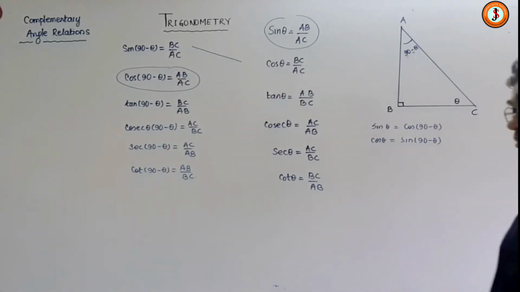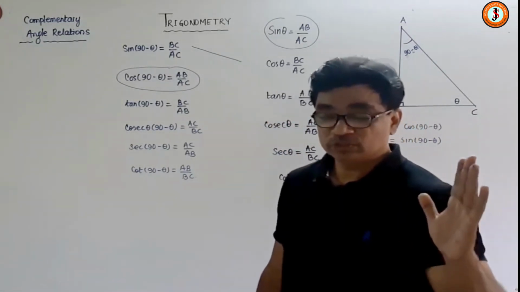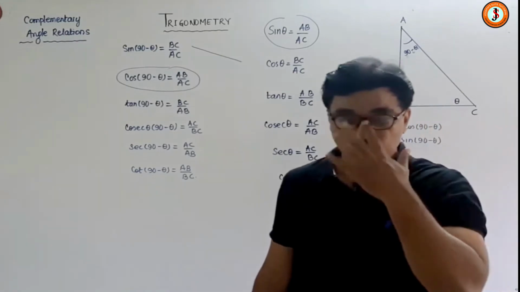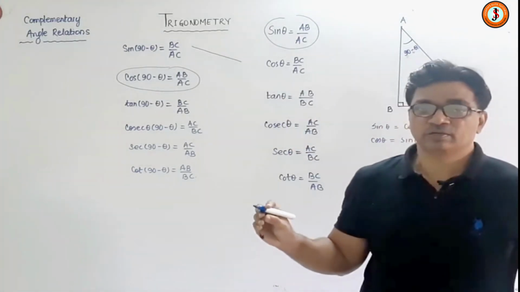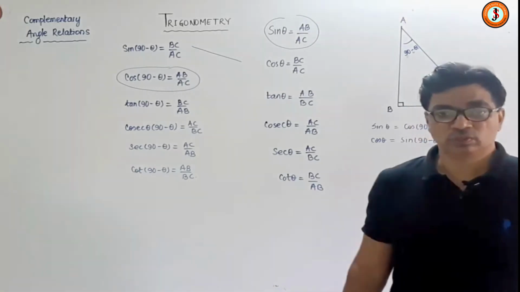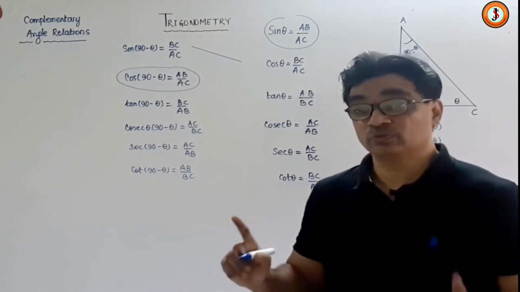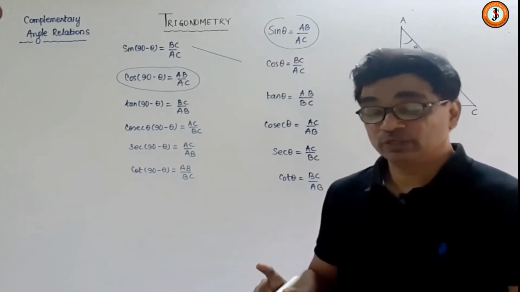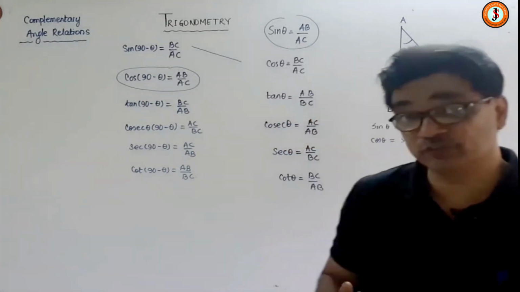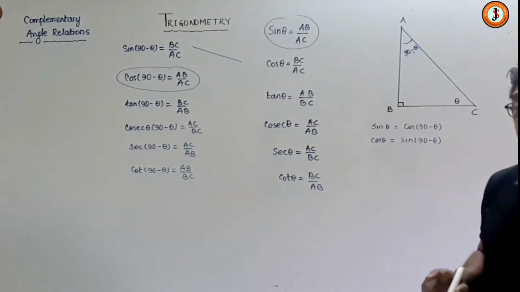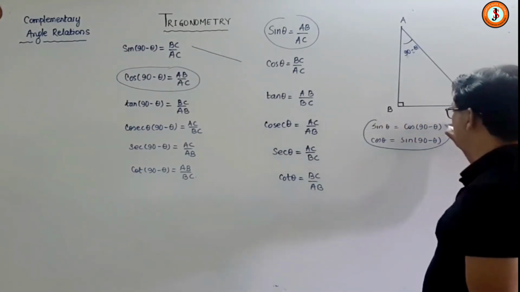That means suppose somebody tells you sine 40 is equal to, say for example, 0.2, then cos 50 will also be equal to 0.2. Sine 40 is 0.2, and cos 50, because 40 plus 50 is 90, so cos 50 will also be 0.2. So here these two are complementary.